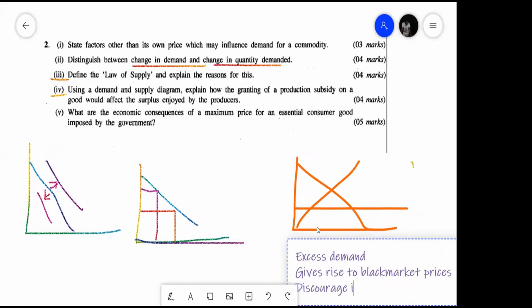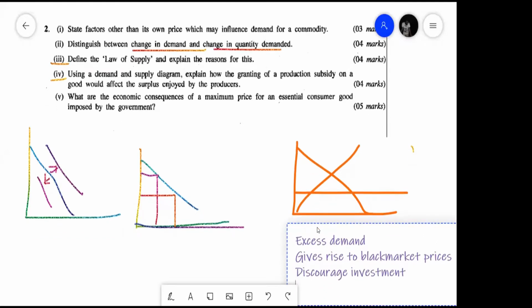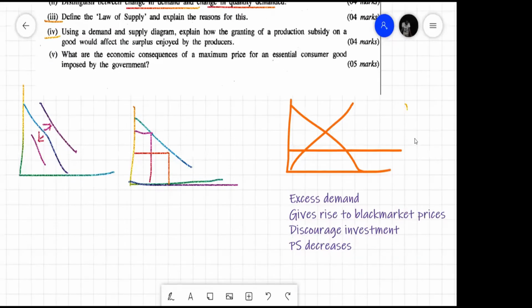Discourage investments. Then you can say consumer surplus and producer surplus decrease. Consumer surplus, don't really talk about that, but we'll say producer surplus decreases. So if you can write simple things like that, those are the consequences. Also the emergence of non-price rationing techniques like queuing systems, ration cards and things like that. Anything is fine as long as you state around 4 to 5 points.